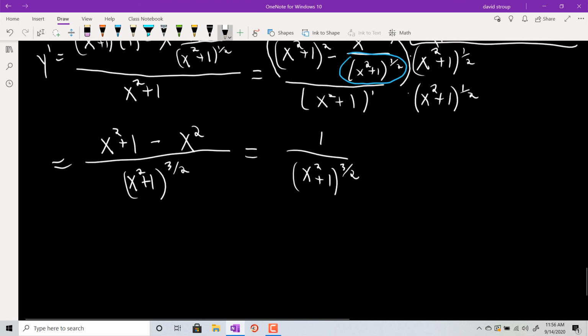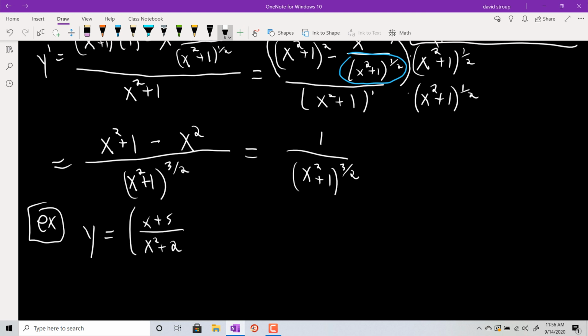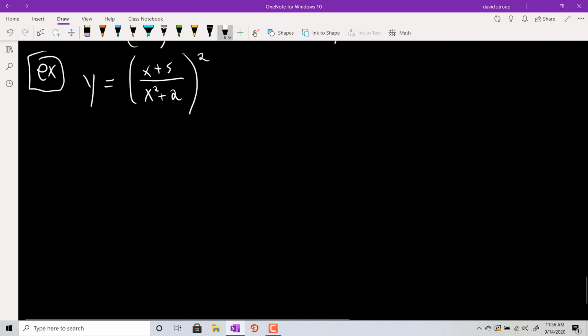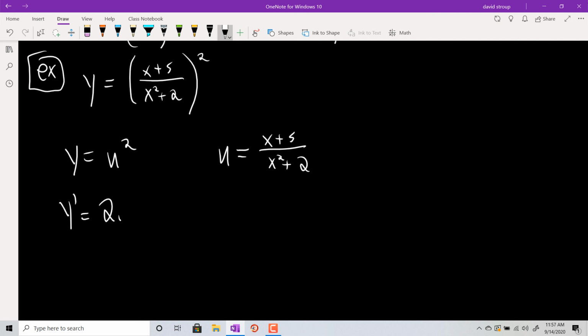A couple more. So for example, we have y equals (x plus 5 all over x squared plus 2), and then this thing is squared. Okay, so for the chain rule on this one, you can complete the outer part no problem, y equals u squared, right? But that inner part is going to require a quotient rule. So it seems like you've got a bit of work on your hands. At least for y prime, it's just 2u, but for u prime, it's work.